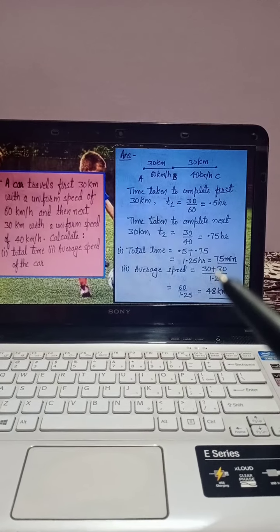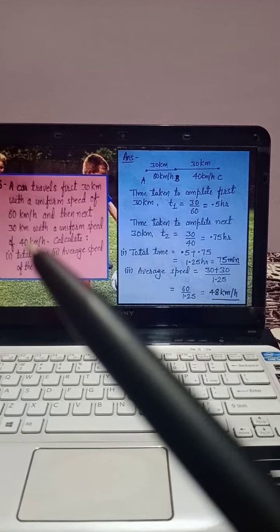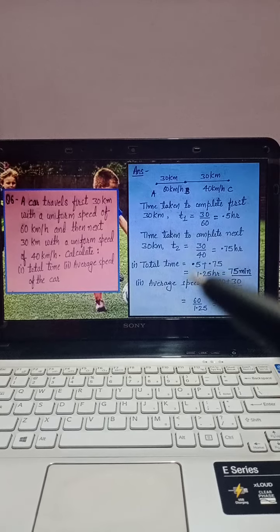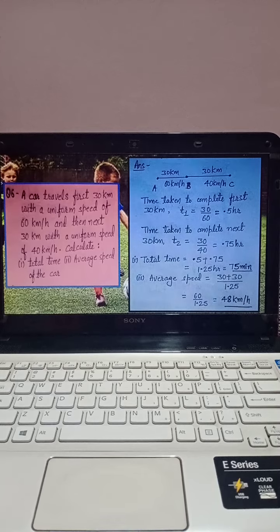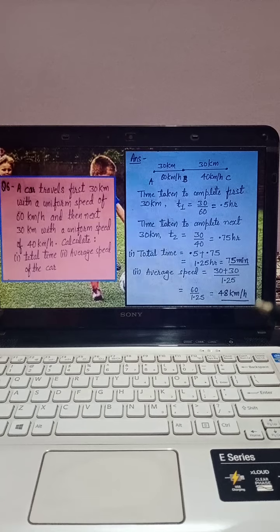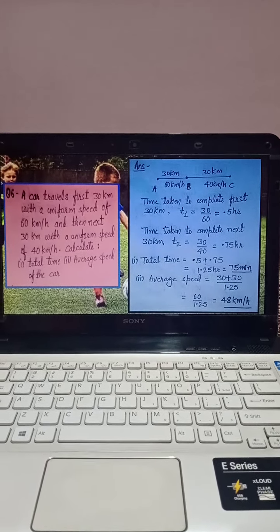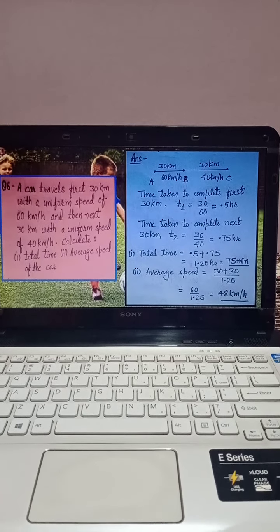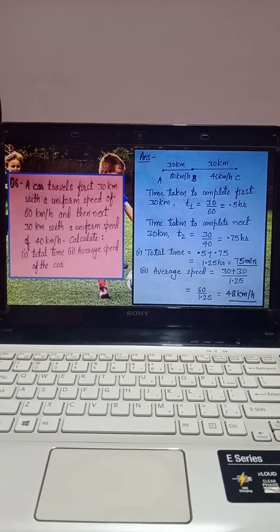Then to find out the average speed, we know the formula: total distance by total time. So total distance here we have 30 km plus 30 km in the question, and then total time is 1.25 hours. So therefore average speed is equal to total distance by total time, and we got the answer as 48 km per hour. So we found out the total time taken by the car, which is 1.25 hours, and the average speed of the car, which is 48 km per hour.